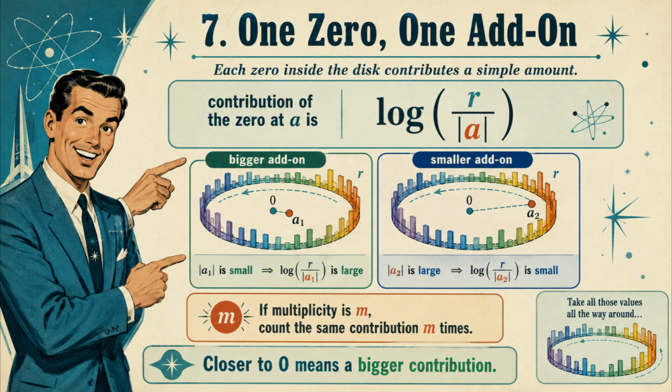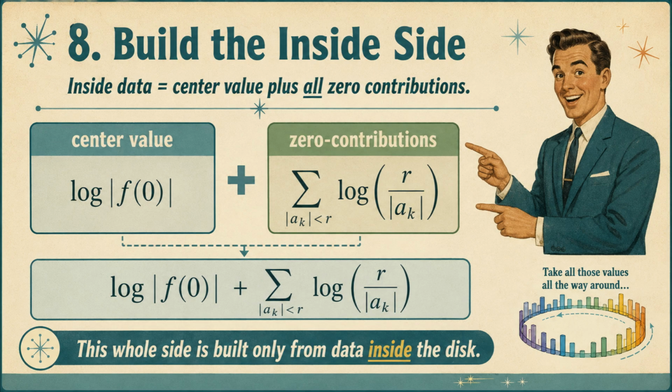If a zero repeats, we count its contribution again. A double zero gets counted twice. A triple zero gets counted 3 times. Let's go to idea 8, building the inside side. Now we build the inside side of the formula. Start with the center value. That means take the function at the center, take its size, then take the log. After that, add the contribution from every zero inside the disk.